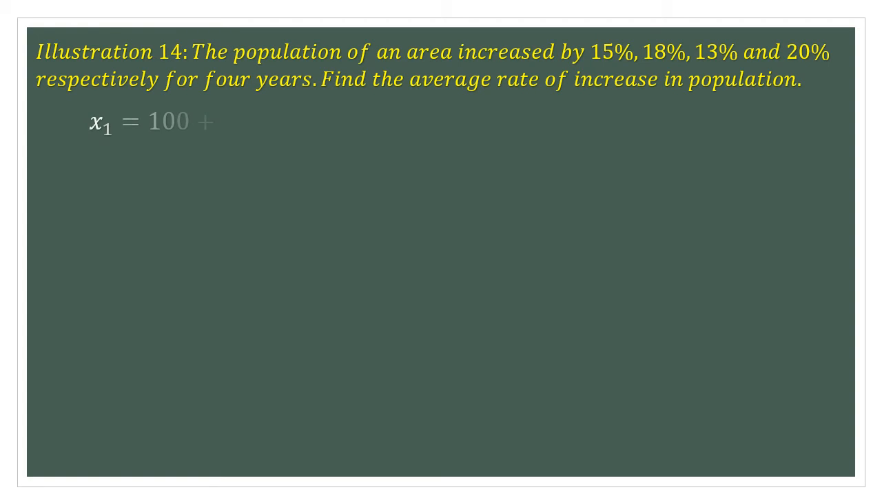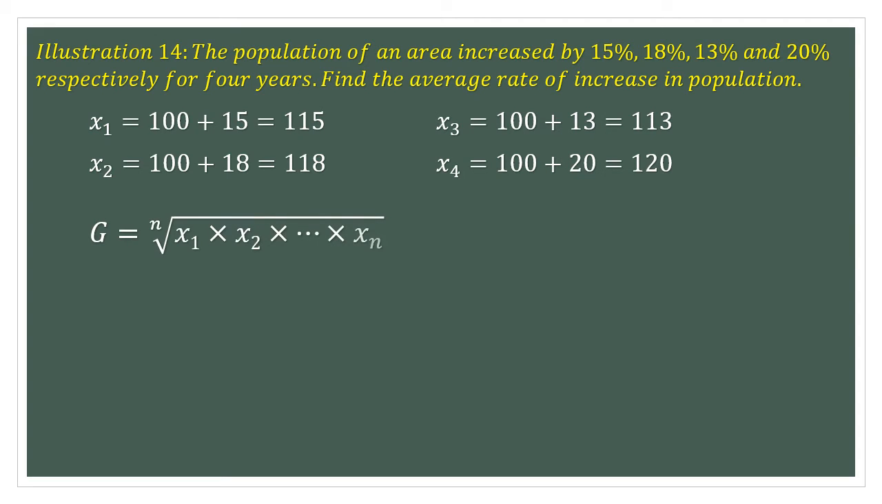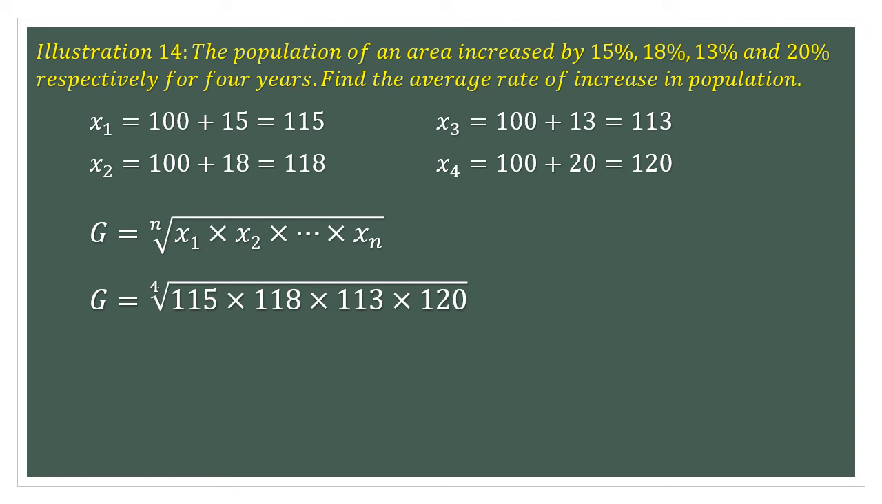I will name these observations. The first observation is 15%, so that will be 100 plus 15, 115. The second will be 100 plus 18, 118. Then 100 plus 13, 113, and last 100 plus 20, 120. So the observations which I am going to use for calculating geometric mean are 115, 118, 113 and 120. Now write down the formula for geometric mean here. G is the nth root of x1 to xn observations. Now put down the observations here. That is 115 into 118 into 113 into 120 with the fourth root, because 4 observations are there.